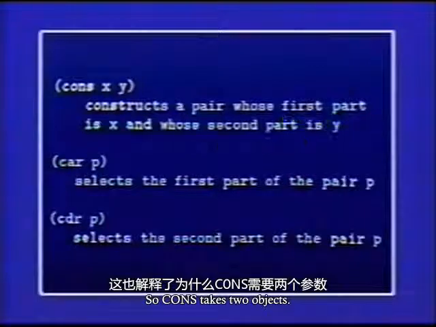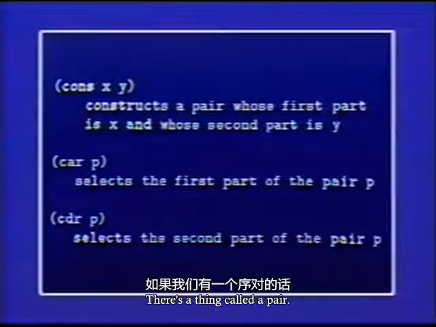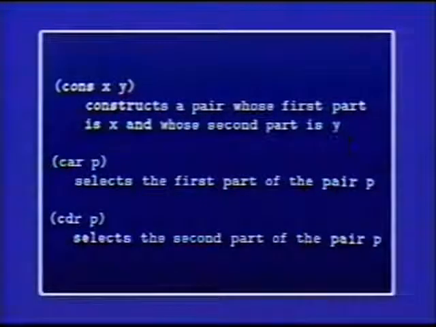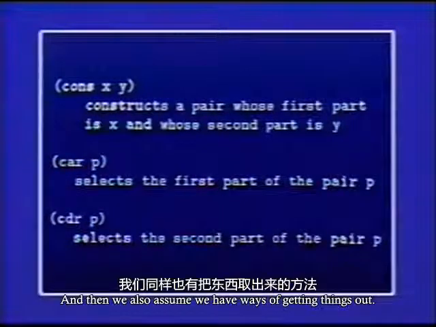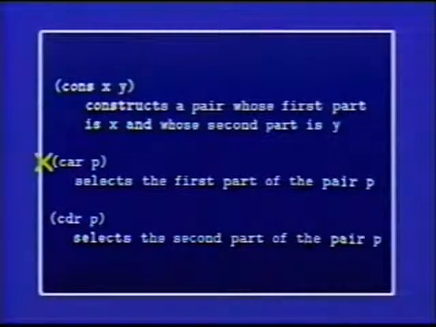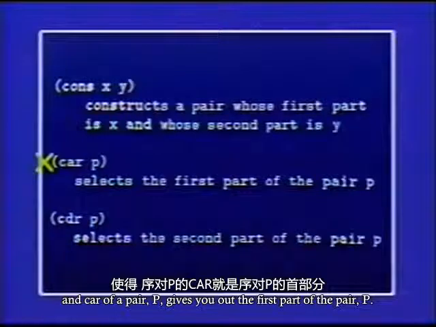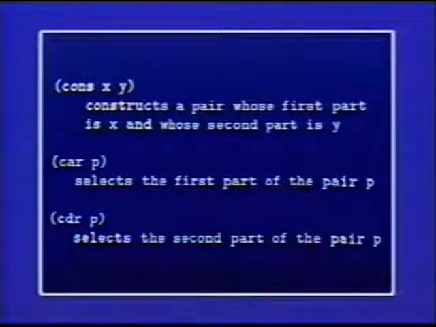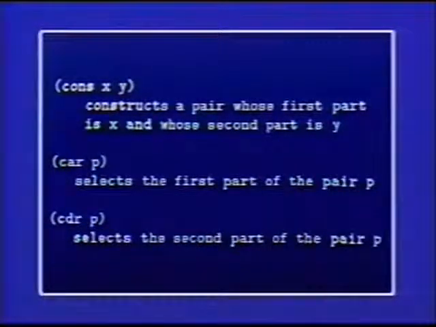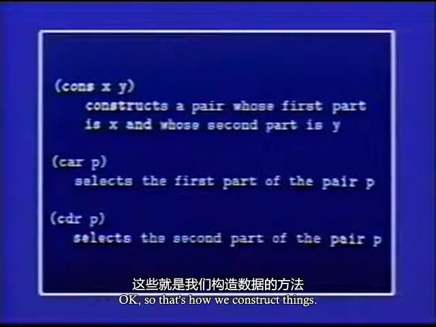So cons takes two objects and builds a pair. The first part of the pair is x, and the second part is y. And then we also assume we have ways of getting things out. Given a pair P, car of P gives you the first part of the pair, and cdr of P gives you the second part. Okay, so that's how we construct things.